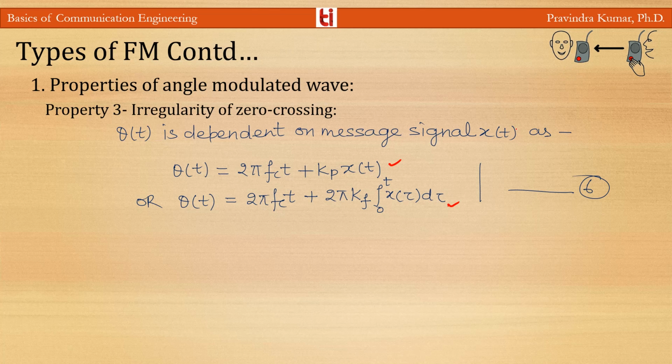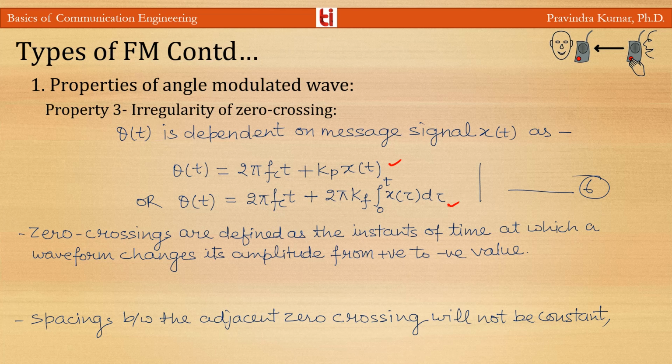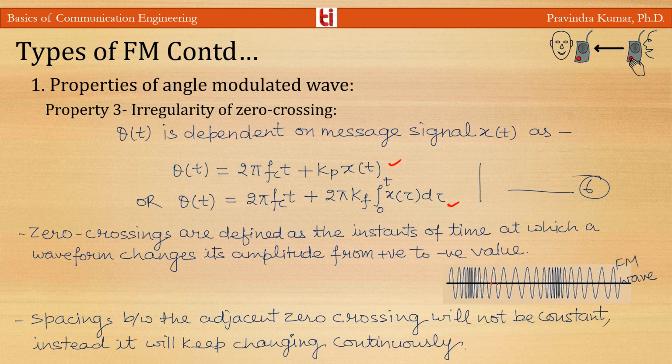Zero crossings are defined as the instants of time at which the wave changes its amplitude from a positive to a negative value. So the spacing between adjacent zero crossings will not be constant; instead it will keep changing constantly. And we can see here that the spacing between zero crossings is going to change. So it is constantly changing, and this is one of the important differences between angle modulation and amplitude modulation.